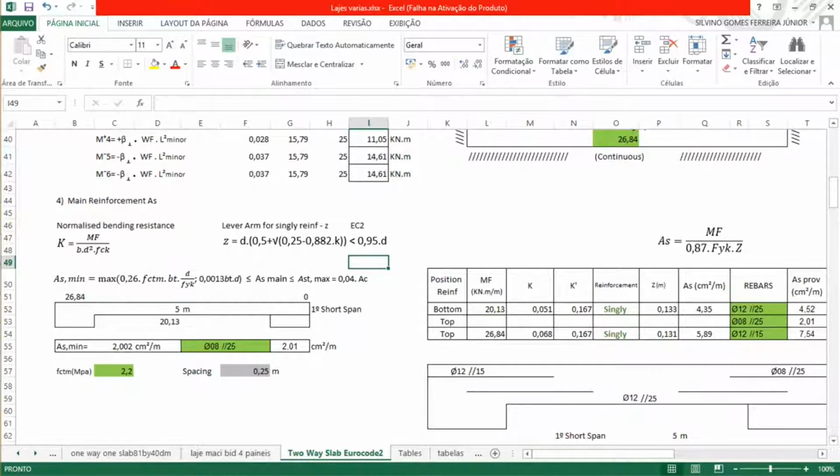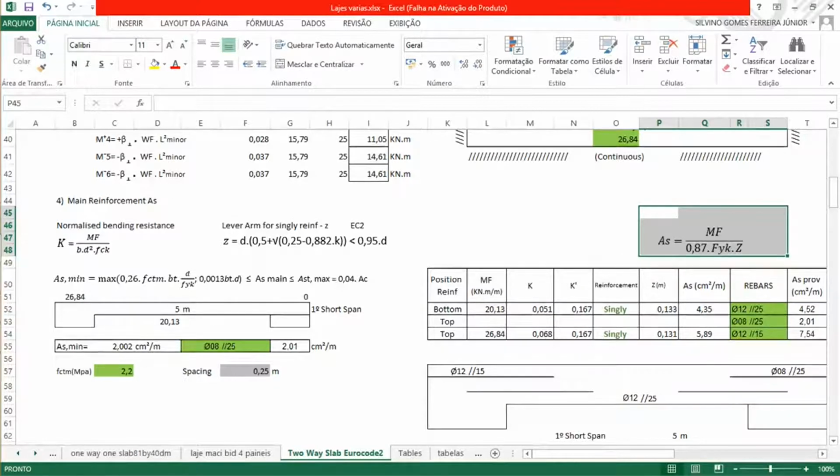So this value has to be always limited by this one, 0.95 of effective depth. And the main reinforcement will be calculated by this expression, the factored moment divided by 0.87 multiplied by fyk multiplied by Z, the lever arm. So the fyk, it's exactly like the other expression. This fyk is already with the safety factor.